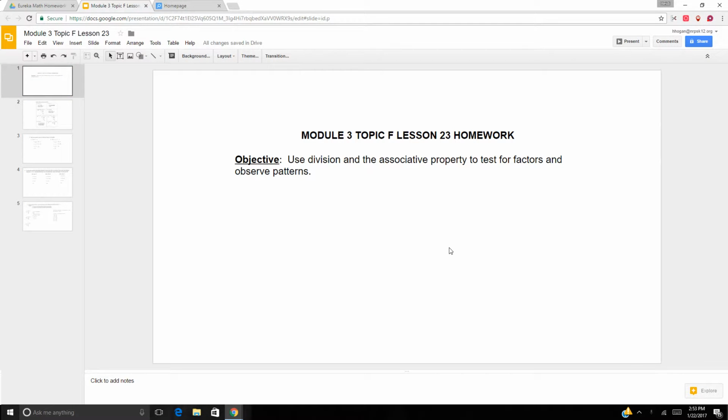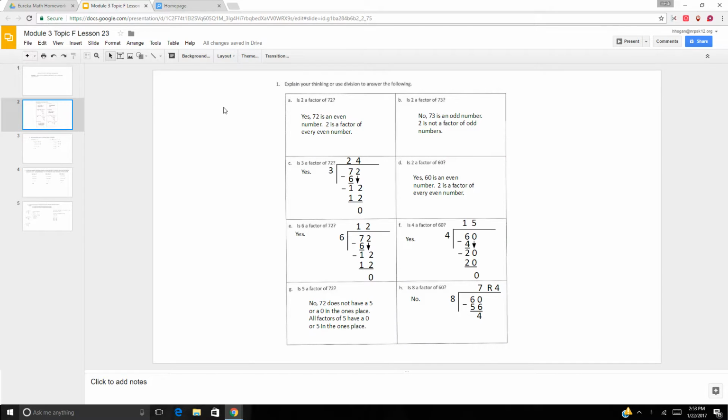Hi, boys and girls. We are on our second lesson regarding factors. So we're going to use division and the associative property to test for factors and to see some patterns, which is like number sense. So you have to explain your thinking for these 8 problems, okay? So if it's a factor or not, and you're using your number sense.